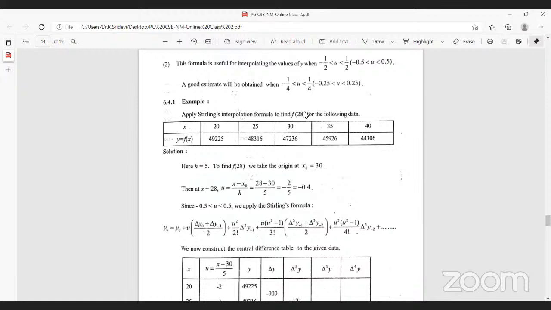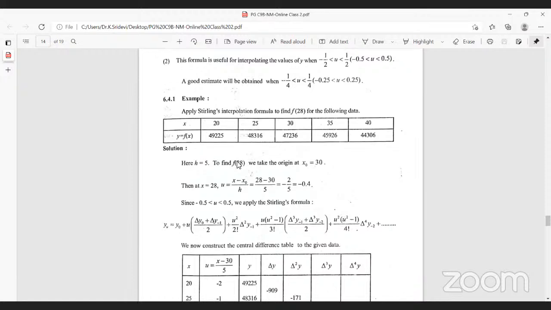So where is 28? 28 lies between 25 and 30. This 28 is nearer to the middle of the x values. So we can choose x naught as 30. So these are the corresponding y values. Now we can find the f of 28 value. So which formula is suitable?